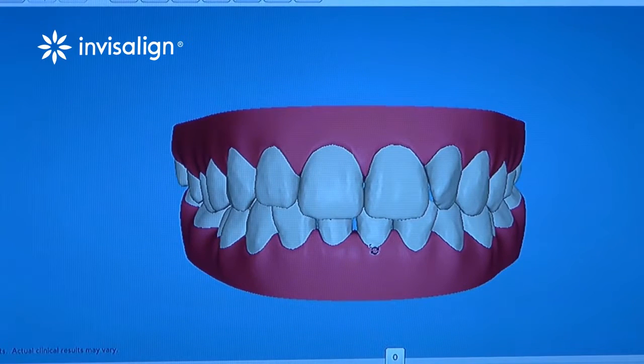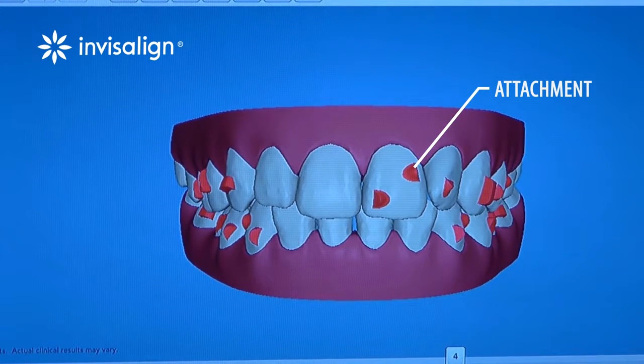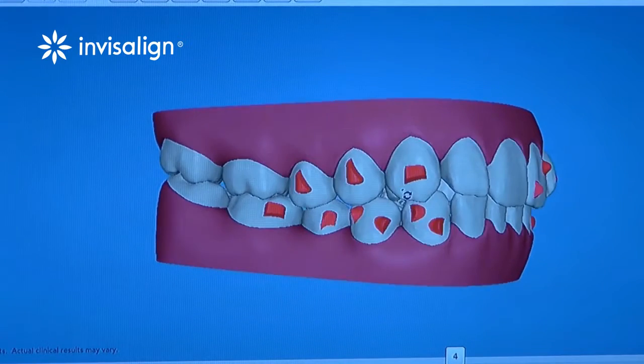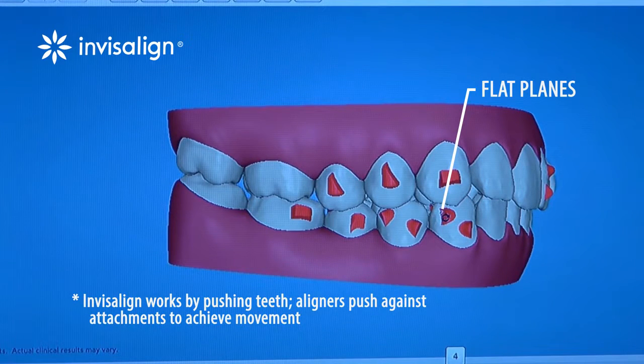Typically in an Invisalign case, there are attachments that go on the teeth, and attachments are little tooth-colored composite buttons, I call them, or bumps that we put on the teeth. And those bumps are determined by movements that we need to place in those teeth when we do the treatment plan. Not all teeth get them, but some do. One thing that's interesting about Invisalign is it works by pushing teeth. So we can't really pull teeth or move teeth in any other dimension other than by pushing them. So these attachments that go on the teeth have flat planes, and the aligners push against those planes and cause the movements that we need in those teeth.